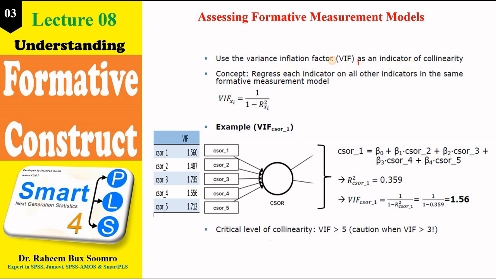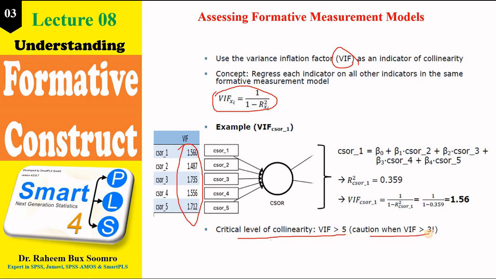The VIF is one important tool through which you can find out whether collinearity is present in your data or not. These are the VIF values, and this is the formula of the variance inflation factor. The critical value: if the VIF value is more than 5, then there is a problem of collinearity with your data.